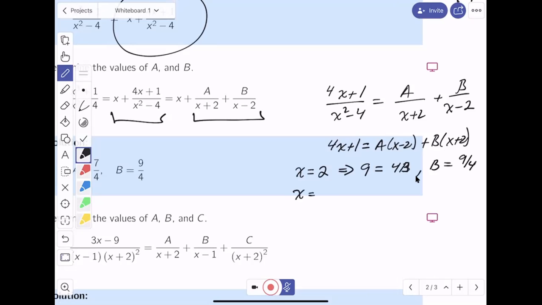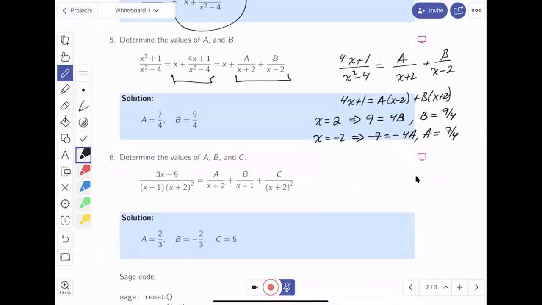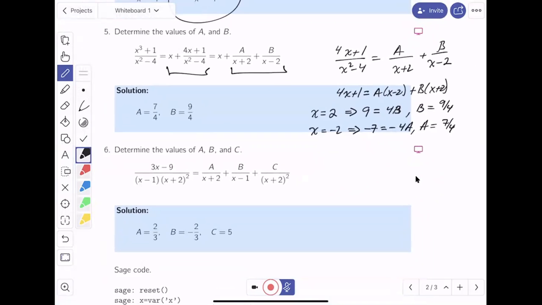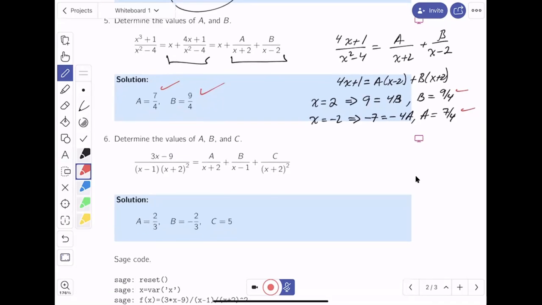Now let's choose x to be minus 2. And what do you get there? Minus 7 equals minus 4a, where a is 7/4. All right. And again, I want to make sure you're looking at this and we know what the a and b are. So a, let me just point this out to you. I said is 7/4 and the b is 9/4. Working out pretty nicely.